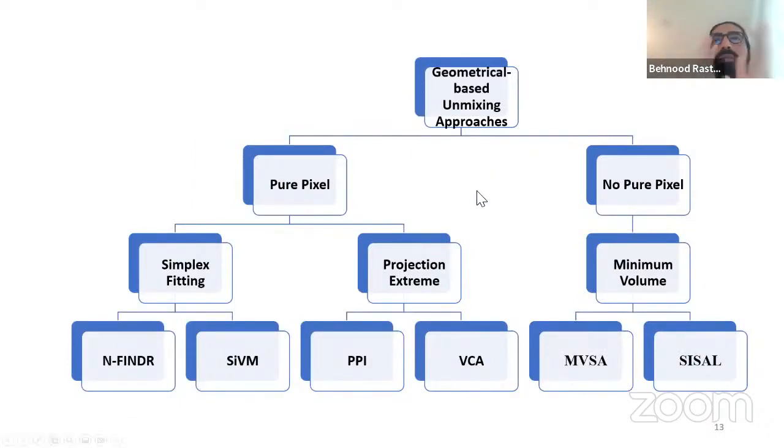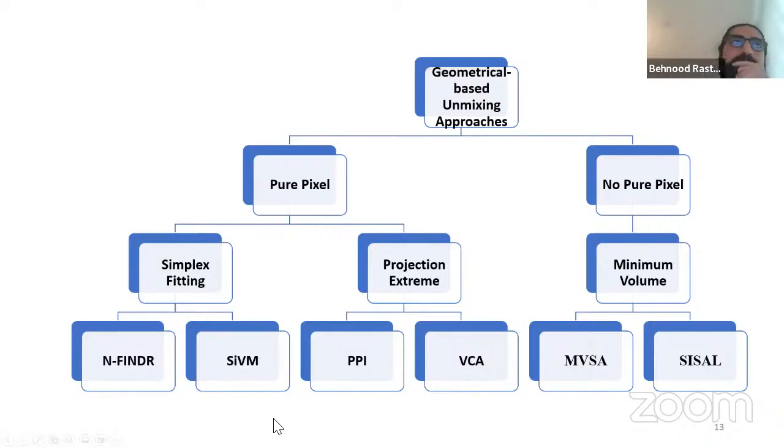So yeah, let's talk about geometrical based unmixing approaches. In general, we can divide them into two different categories: the ones that are based on pure pixel scenarios and the ones that are based on no pure pixel scenarios. The ones based on pure pixel scenarios can be divided into two groups. Simplex fitting: these techniques seek the largest simplex volume formed by the pure pixels, and N-FINDR and simplex volume maximization can be categorized in this group. And then projection based techniques, and then extreme selections.